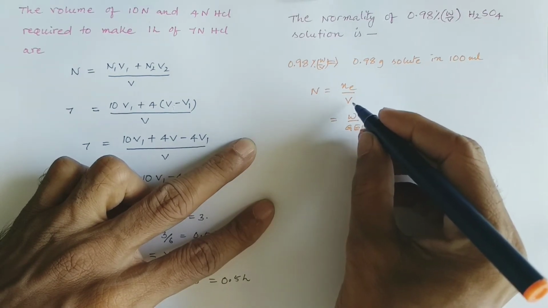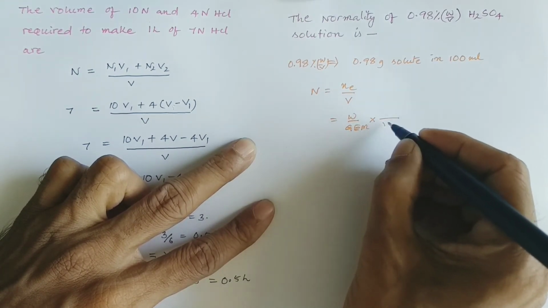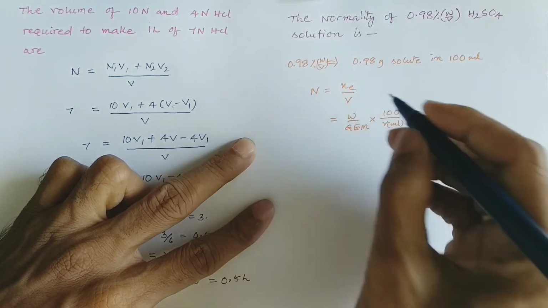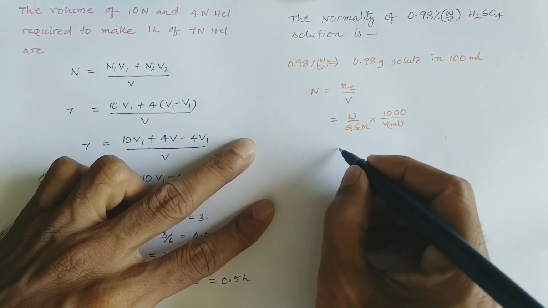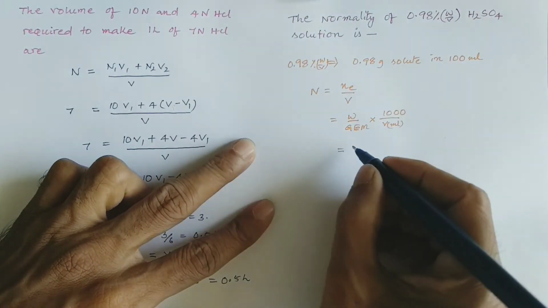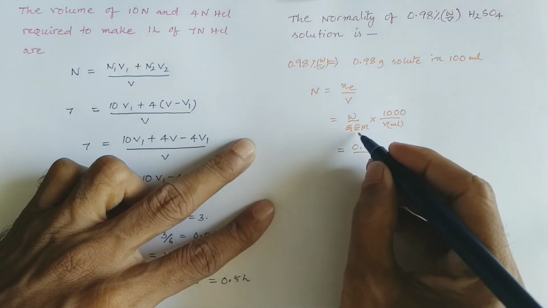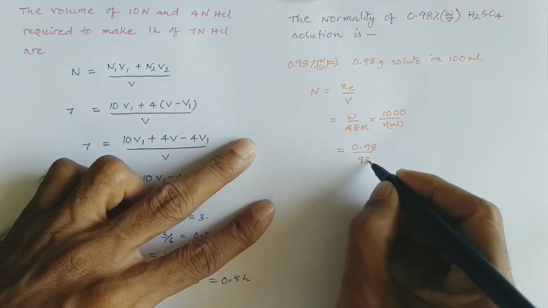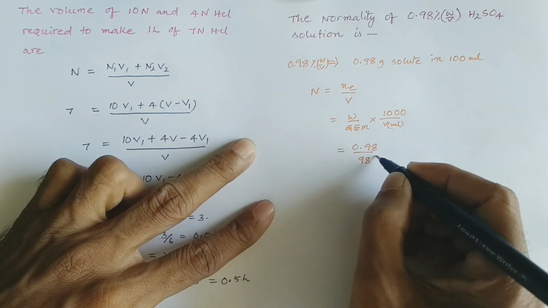Okay, volume of the solution in liters. Suppose it is given in milliliters, divide the volume in milliliters by 1000. Now the formula becomes mass by gram equivalent mass into 1000 by volume of the solution in milliliters. So what is the mass of solute? That is 0.98 gram. Okay, and the gram equivalent mass of sulfuric acid is equal to molar mass divided by basicity. Okay, molar mass divided by basicity.